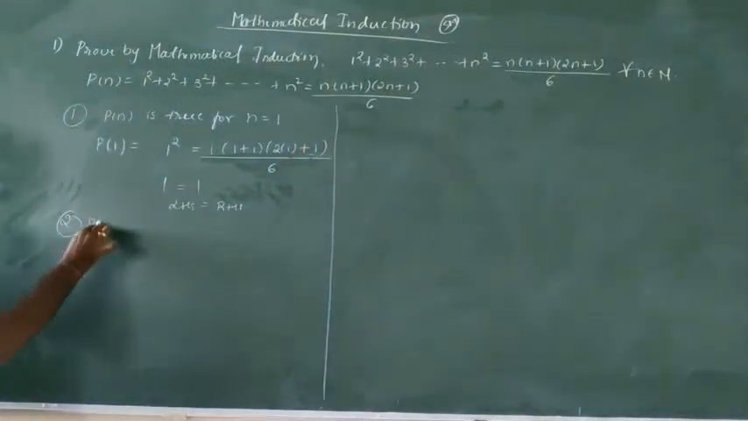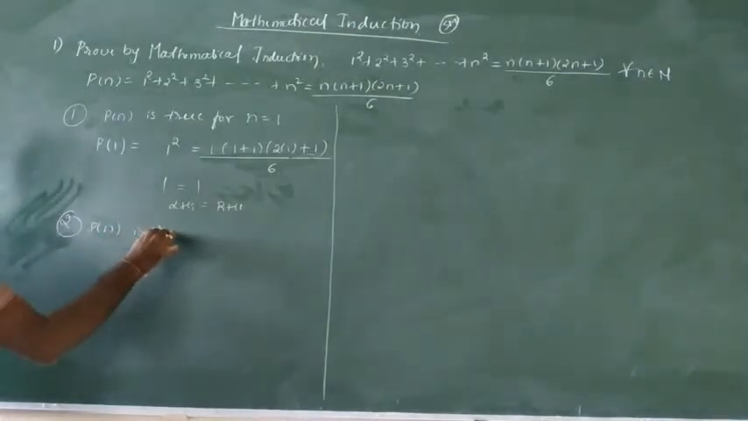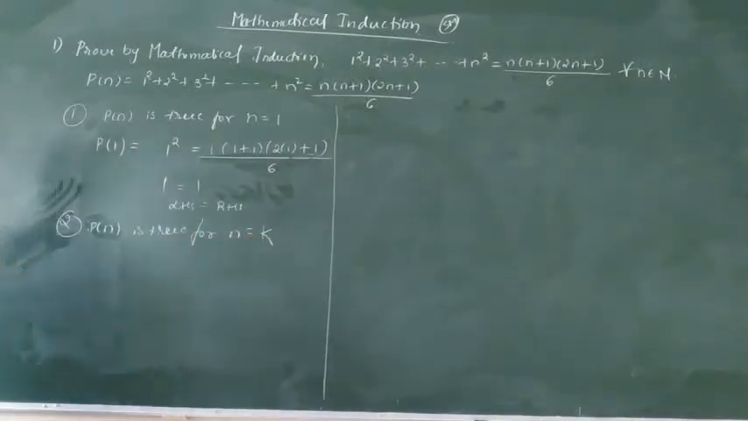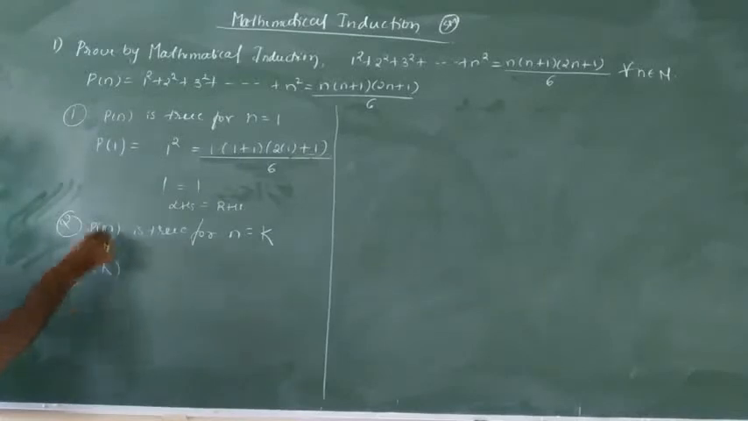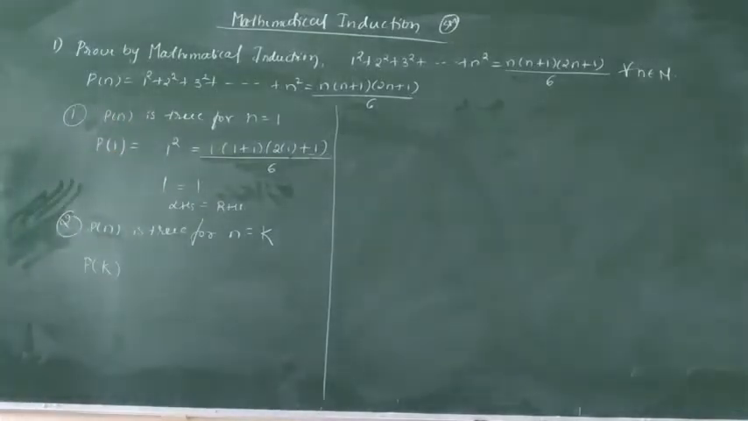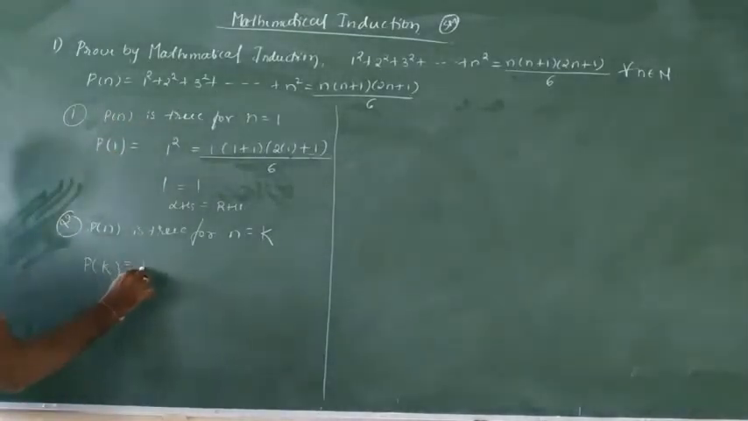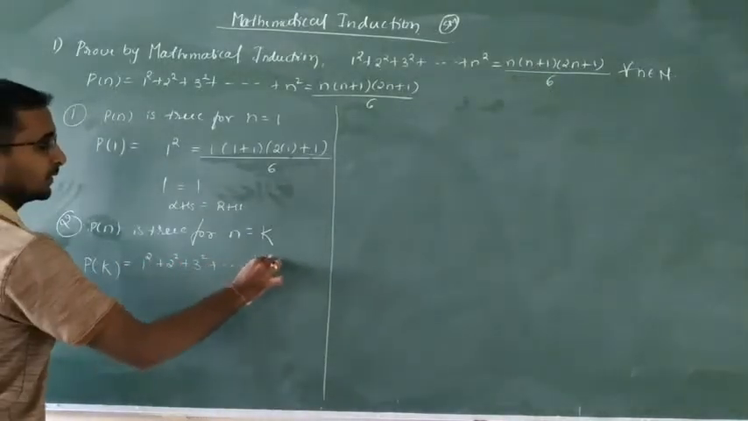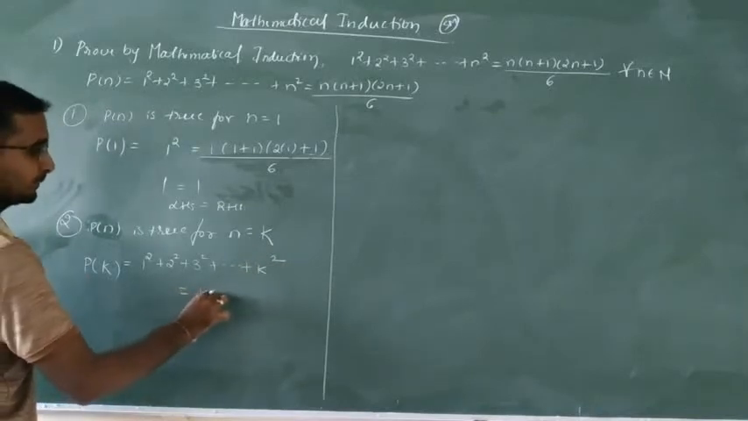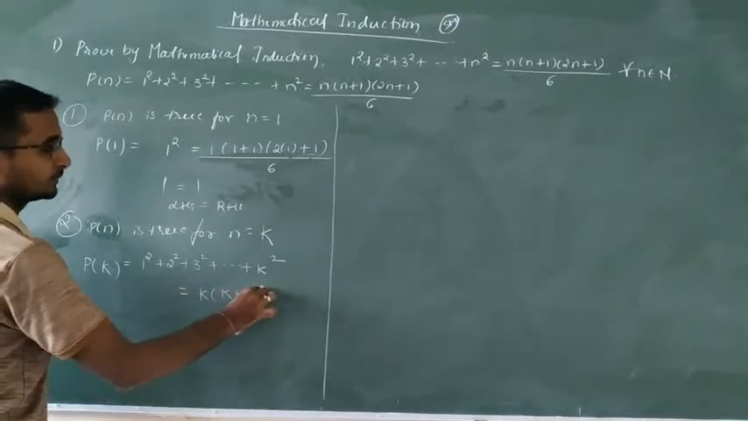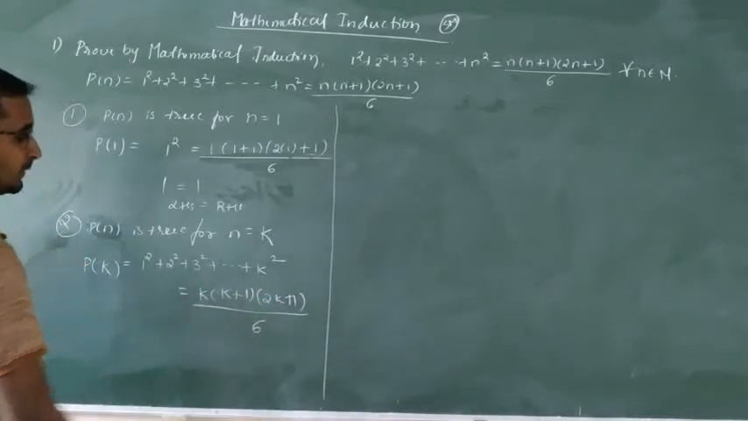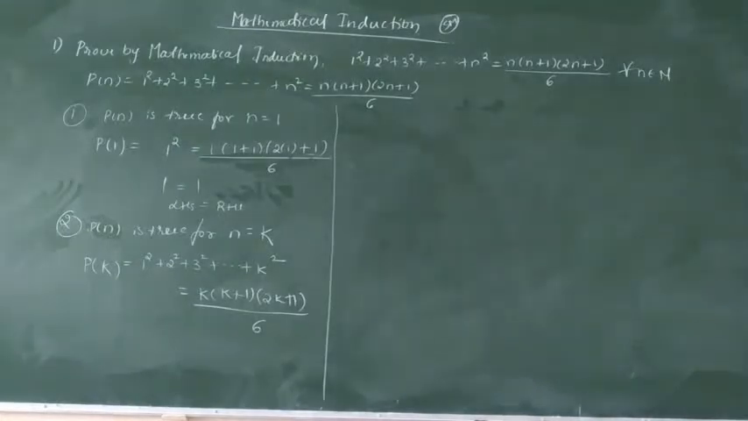Sorry, the second step: assume P of n is true for n is equal to k. Then instead of n, you have to substitute k. Then P of k will be equal to 1 square plus 2 square plus 3 square plus up to k square is equal to k into k plus 1, 2k plus 1 divided by 6. So this is about the k. Okay?